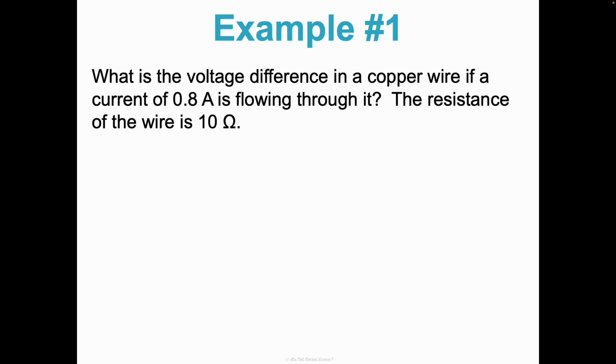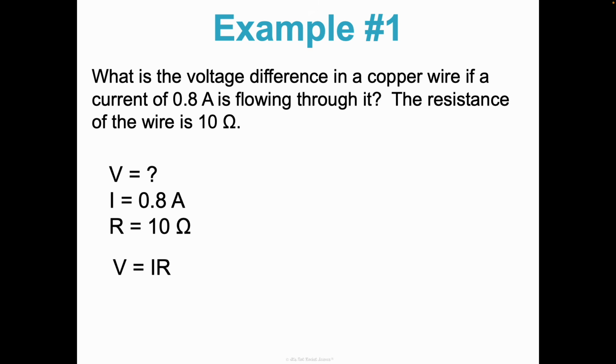What is the voltage difference in a copper wire if a current of 0.8 amps or amperes is flowing through it? The resistance of the wire is 10 ohms. Okay, so first, we always do RADAR. We ask ourselves, what are we looking for? We are looking for voltage. What do we know? We know that the current is 0.8 amps, and we know that the resistance in the wire is 10 ohms. Now, we have to diagnose what equation will help us with this.